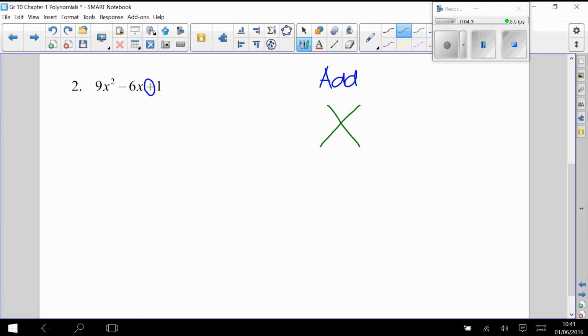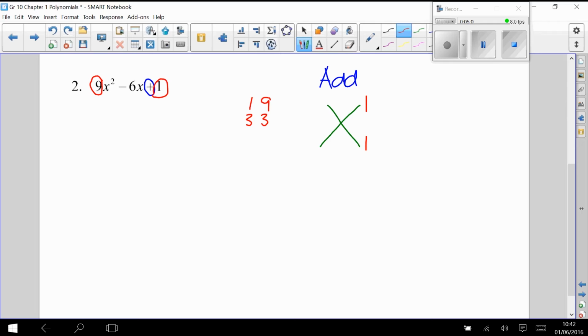Take a look at the coefficient at the front, 9. Now if I have 9 and I break it into factors, that's either going to be 1 times 9 or 3 times 3. I don't know at this stage which one I want to use, so I'm going to first break up the last factor. As the last number is 1, I only have an option of 1 and 1.